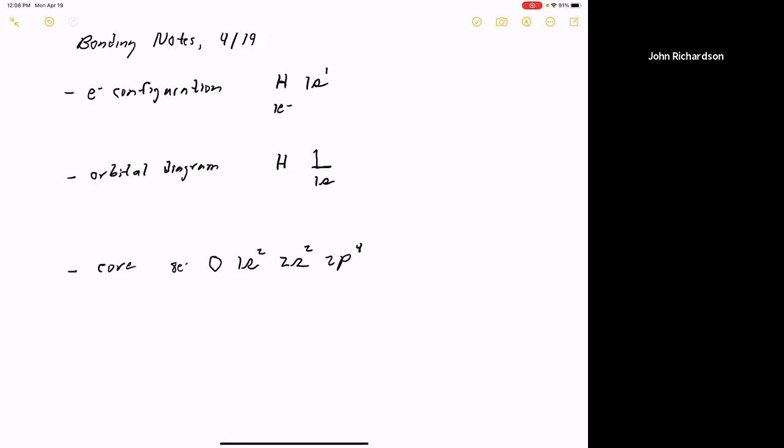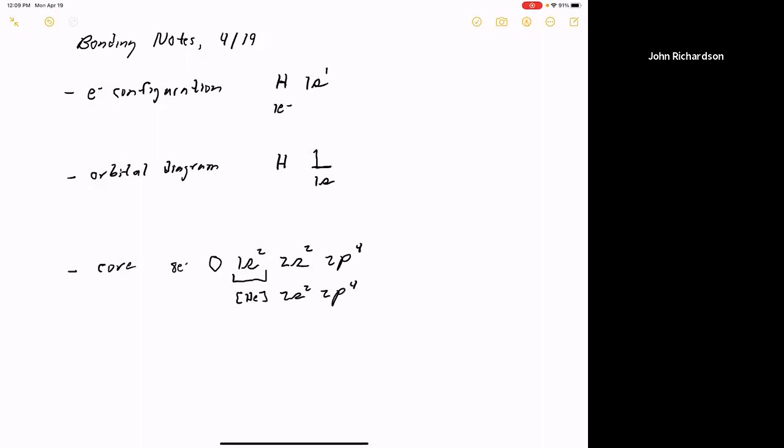Now, here's the deal. With the core configuration, we're going to look back to the previous noble gas associated with oxygen. And that's going to be helium. Now, helium has a full 1s orbital. We can also say that it has a full principal energy level, right? Because the n equals 1 energy level has been filled. So we're going to represent that in brackets as helium. And then we're going to put the rest of the configuration out to the right like we normally would.